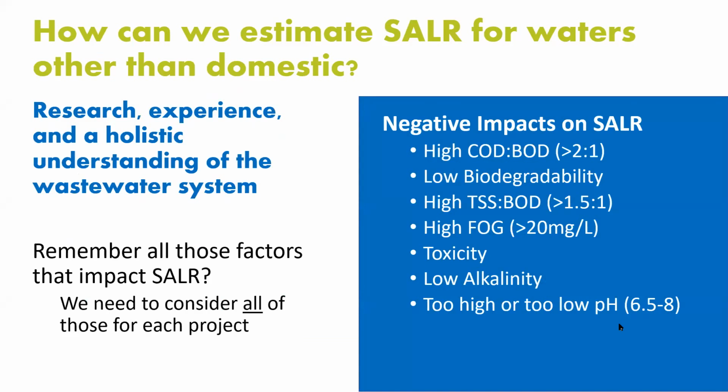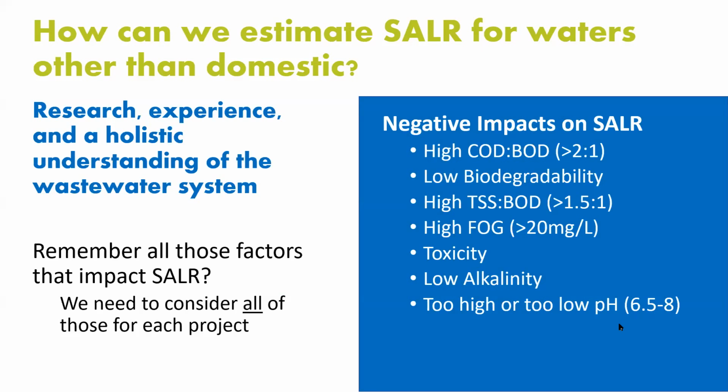So let's say we have selected our MBBR biofilm carrier, now that we've talked about how to select those, right? How can we estimate our surface area loading rate for waters other than domestic? Let's say I found a study and an equation that fits my biofilm carrier, but doesn't fit the water I'm looking at, okay? We're gonna dive into this a bit more in a minute, but I just wanna emphasize here that there's no plug and play equation to estimate the impacts on surface area loading rate, okay? It takes research, it takes experience, and it takes a holistic understanding of the wastewater system at hand to be able to identify and estimate the potential impacts, okay?